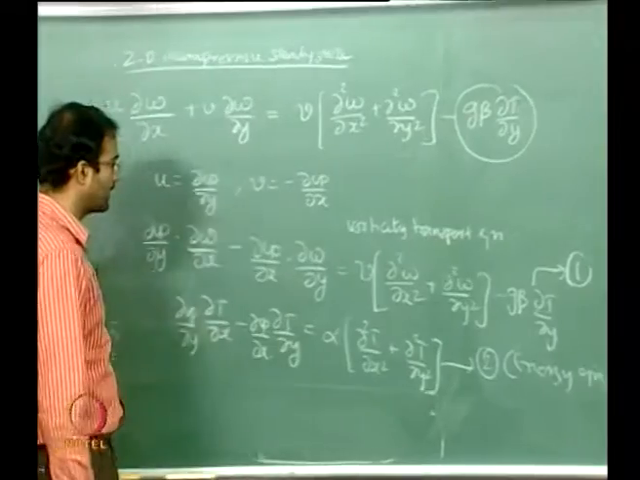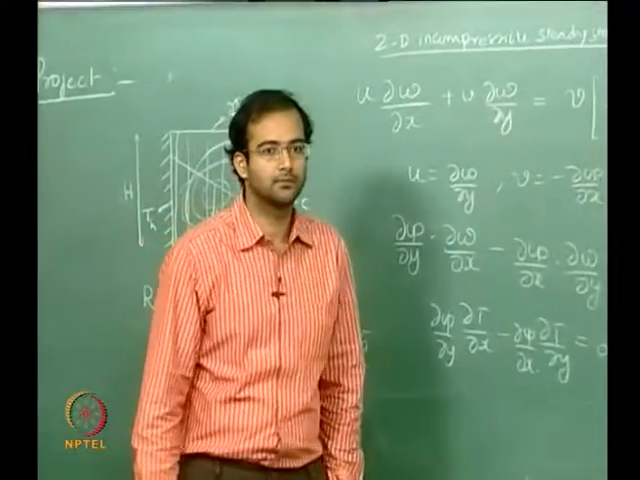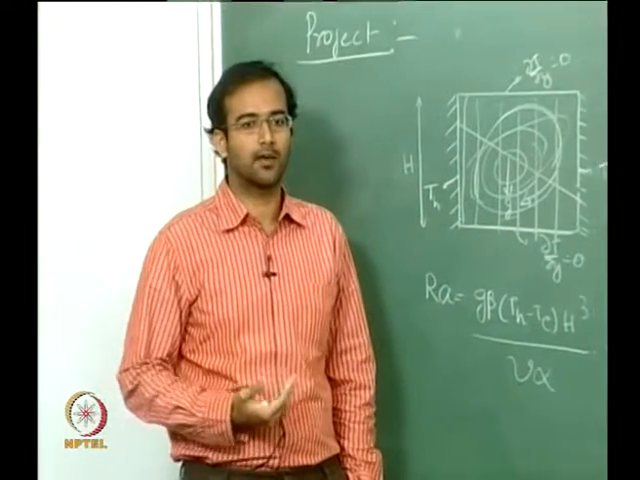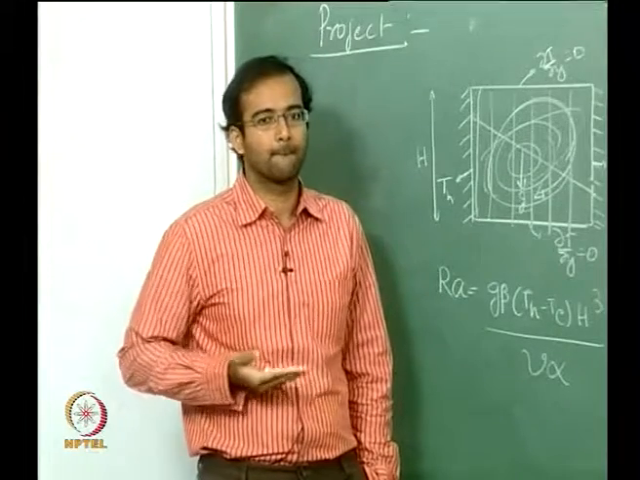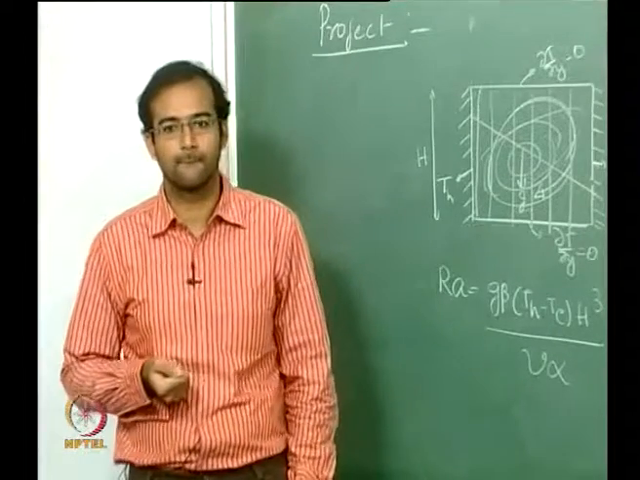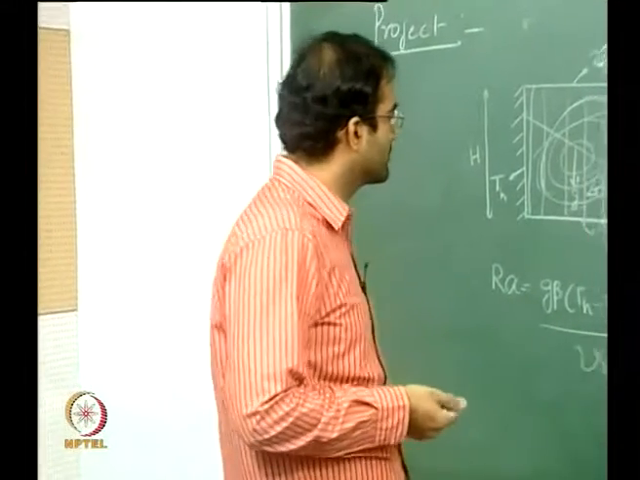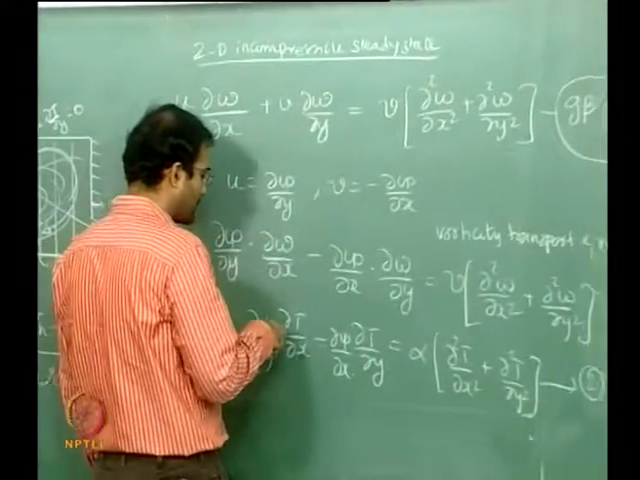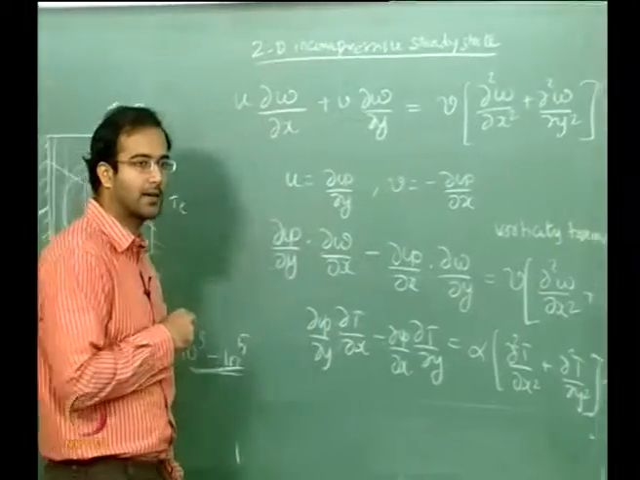So you have your vorticity transport, you have your energy, and what else is required? Do you have enough equations to solve for all the variables? So this is the governing equation for vorticity, right? And this is the governing equation for solving temperature. But what is the equation for getting the stream function?